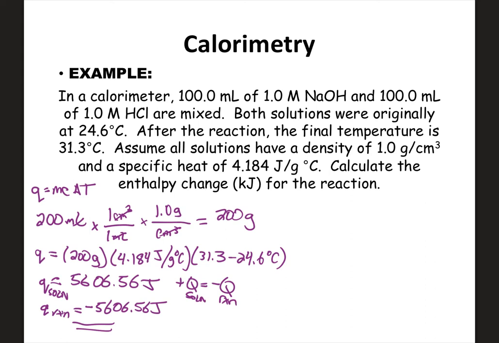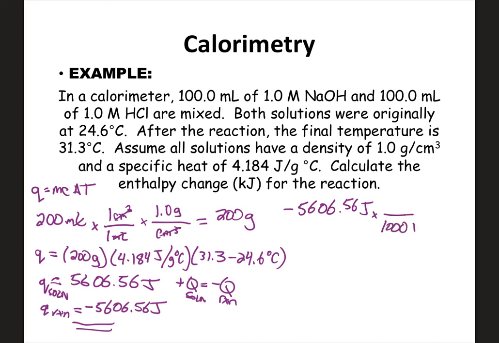But that doesn't fully answer the question here yet. They did not ask us for this in kilojoules per mole. They're just literally looking for the enthalpy change or the energy change involved here. So I just have to take this a little bit further. If my Q is negative 5606.56 joules, well, we just want this now in kilojoules. All right, so that's an easy conversion.